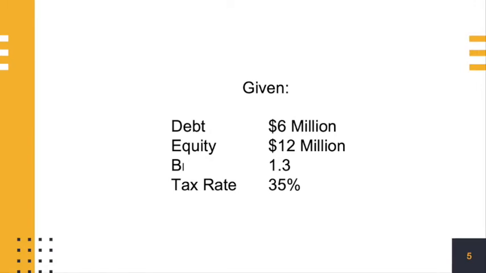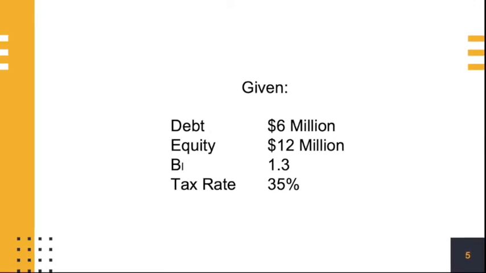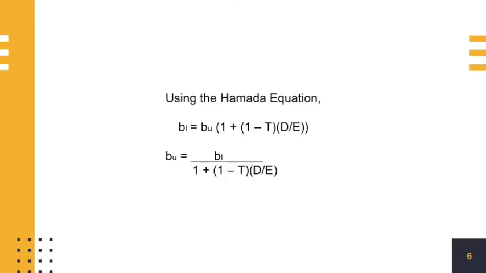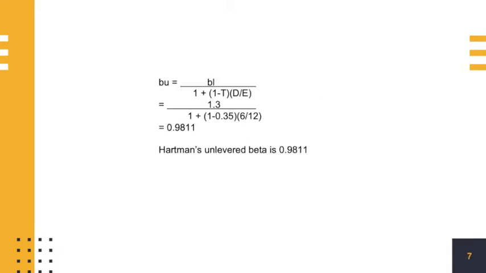Here are the given. Debt is at 6 million, equity at 12 million, the levered beta is 1.3, and its tax rate is 35%. Using the Hamada equation, we have derived the formula to get the unlevered beta. With the formula for the unlevered beta and the given data, Hartman's unlevered beta is equal to 0.9811.